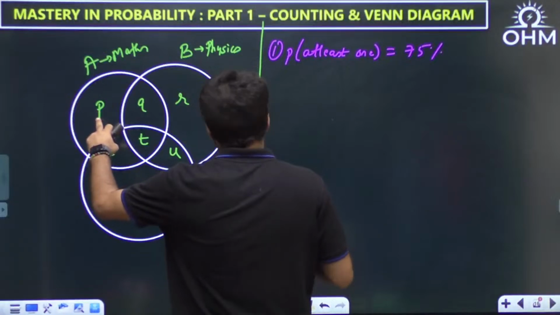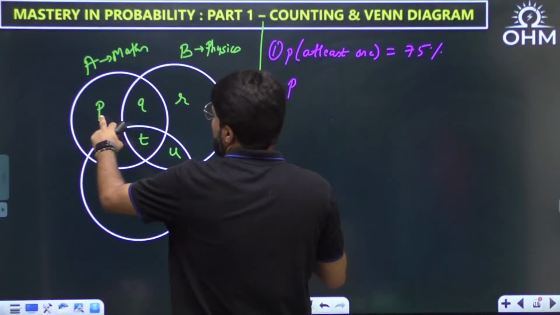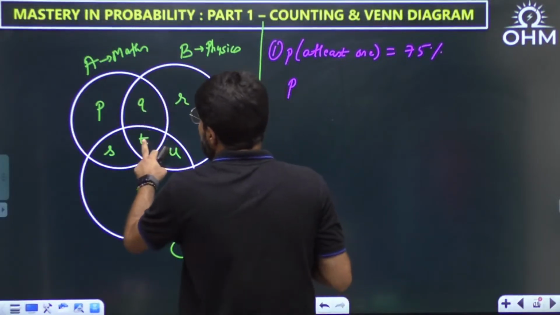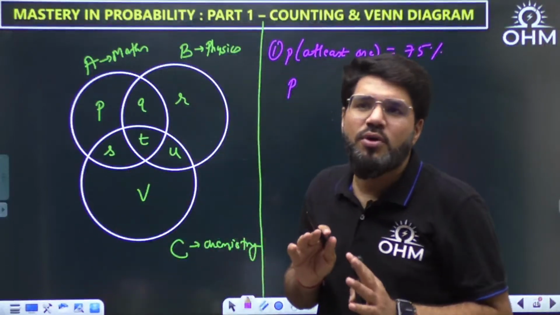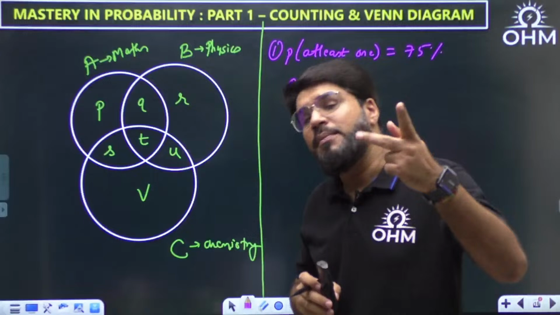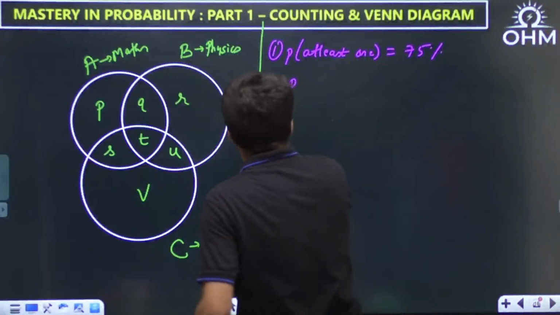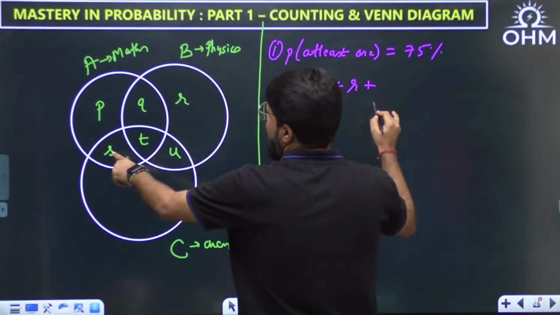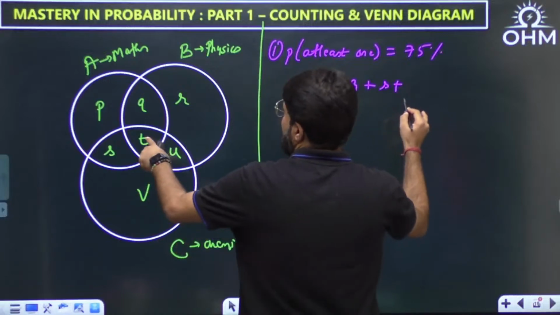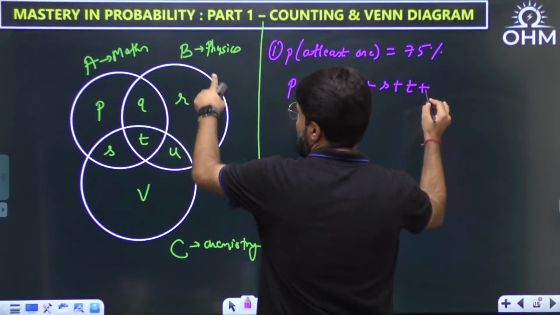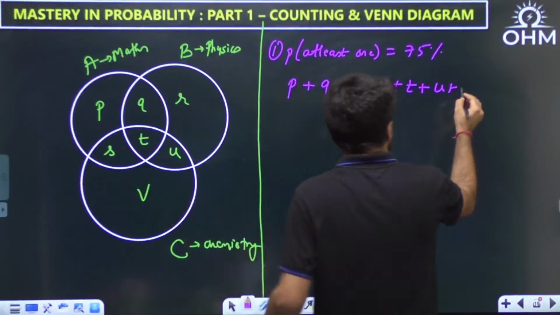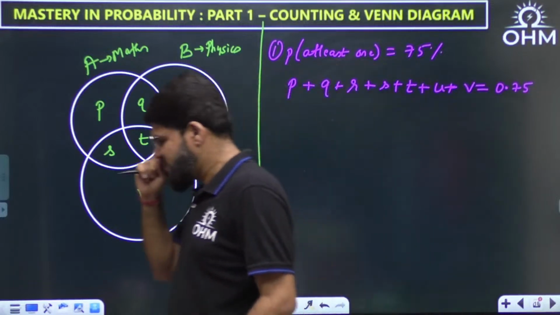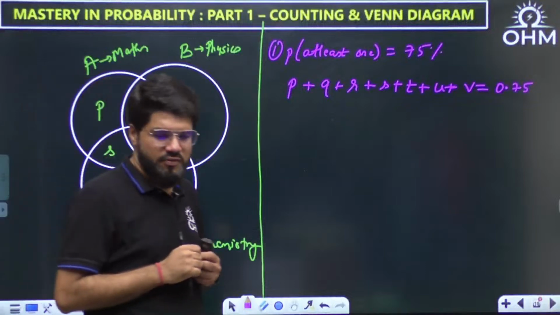So what is this probability P? P means you have passed only in maths. Q means you have passed in maths and physics both. T means maths, physics, chemistry, all. So here you have to consider that you have passed in maybe only one subject, or 2 subjects, or maybe 3 also. P also will come, Q will come, you have passed in 2 subjects. R, only physics, will come. S, maths and chemistry, will come. T, maths, physics, chemistry, all 3 will come. U, physics and chemistry, will also come. And V, only chemistry, will also come. The sum of all of them is 75%, that is 0.75.